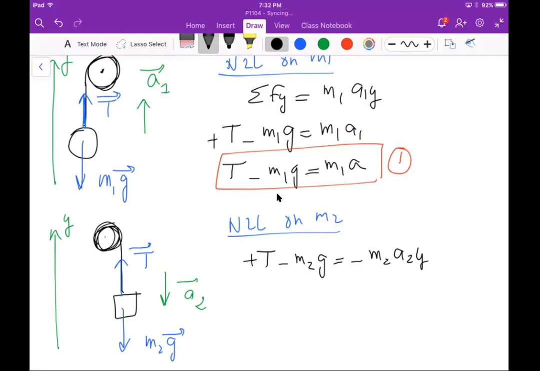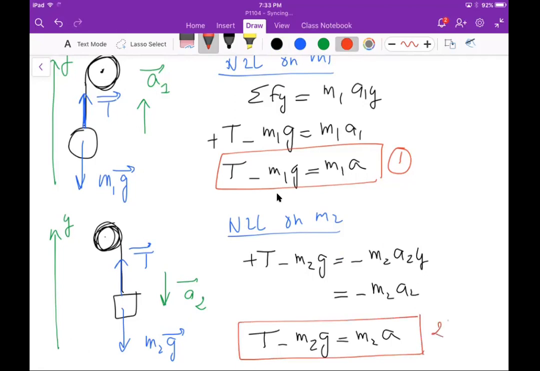Don't forget that in this case, A2 is pointing downward while the positive axis is upward. So there is a minus sign. And actually, A2y is just A2, and A2 is A, okay? So we can write down T minus M2g is equal to M2a. And this is equation number two.